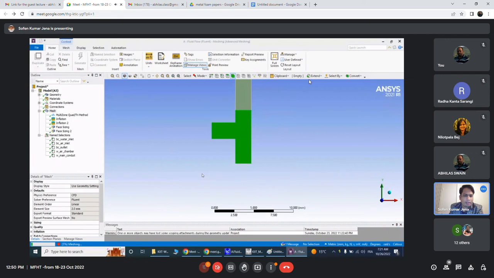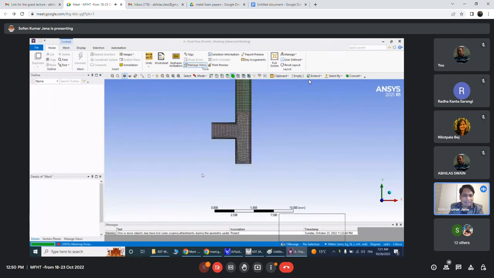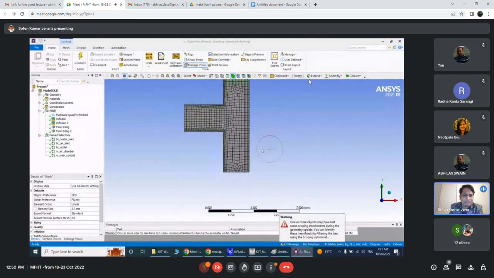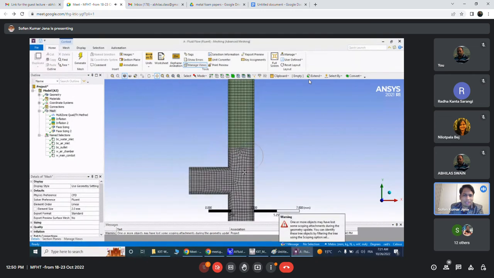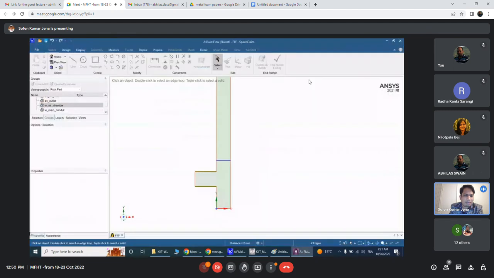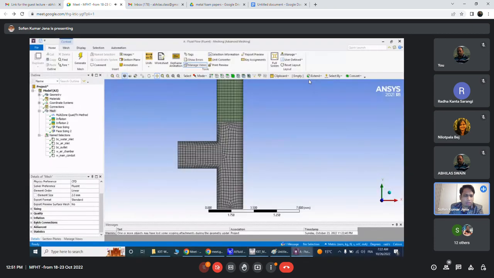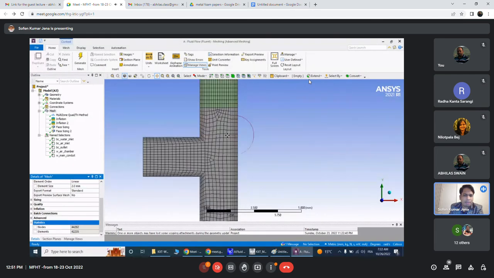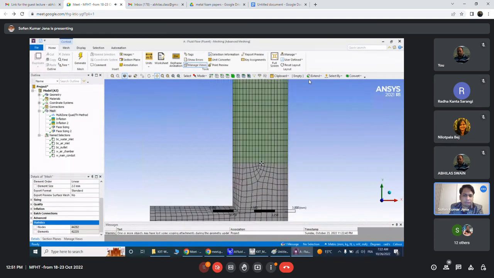The mesh is generated. It's a very simple 2D mesh, not much time. So you can check the mesh quality, etc. over here. Go to the statistics. You can go to the mesh statistics, etc. There are only 44,000 elements created. So if you need, you can further refine the mesh, coarsen the mesh, localize, adjust the mesh, etc.